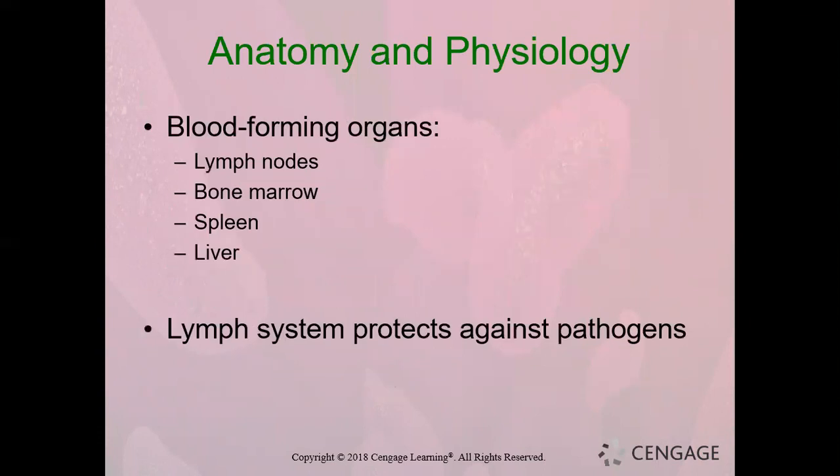Our blood-forming organs are the organs that help us form blood, because if you think about it, you are not born with the same amount of blood. You lose it over time, or you donate it, and your body can form more. And the organs that are used in that process are your lymph nodes, bone marrow, spleen, and your liver. And the lymph system is also what's protecting us against pathogens.